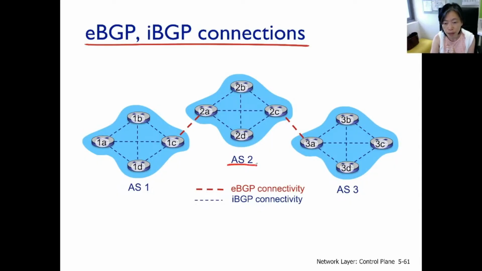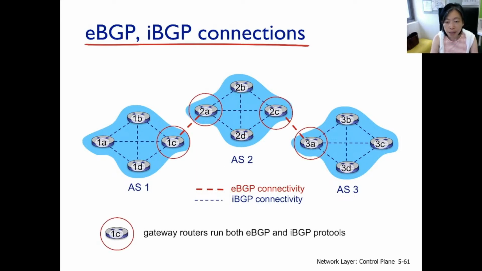Okay, so if we focus on AS2, we do have 2 gateway routers, 2A and 2C. So you see these gateway routers connecting to other ASs. There are exterior BGP connections to outside, exterior BGP connections to outside. So eBGP, in red color. But in addition to that, 2A and 2C both need to send path vectors internally. Okay, so you see they went through the iBGP connections. All right, so iBGP connections in blue.